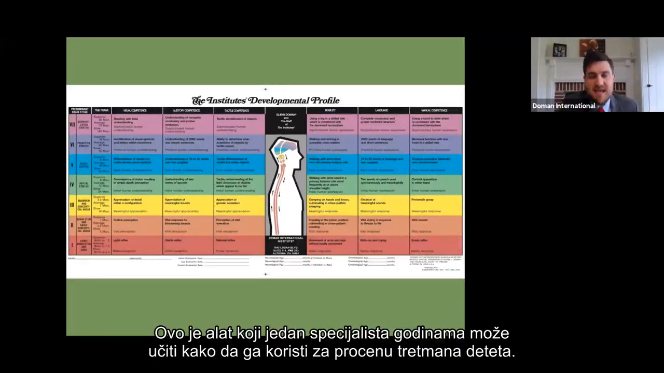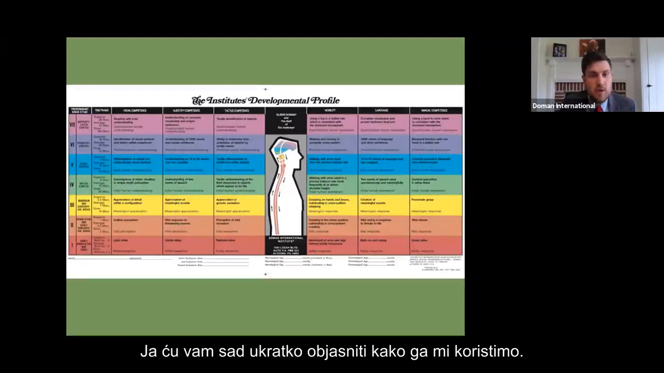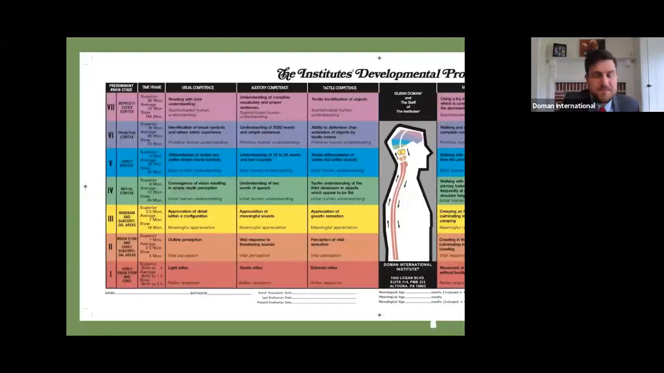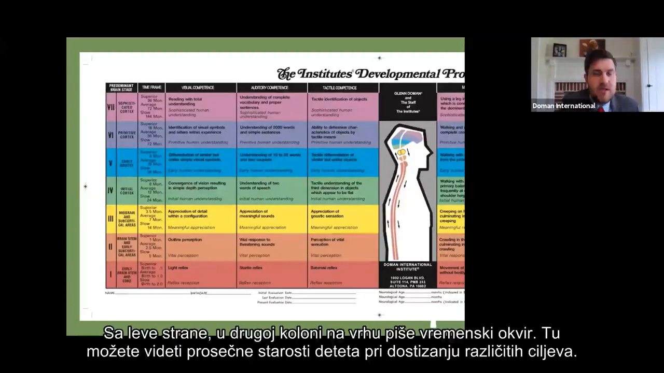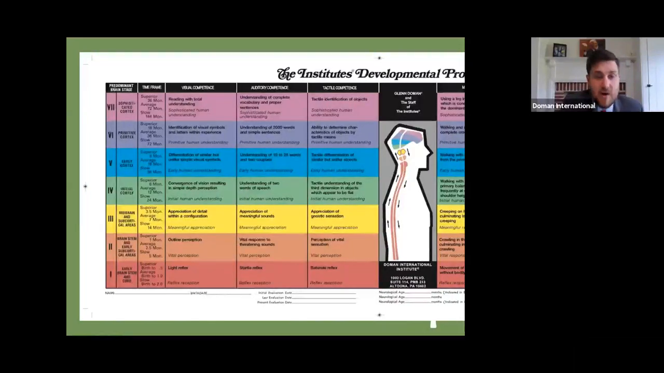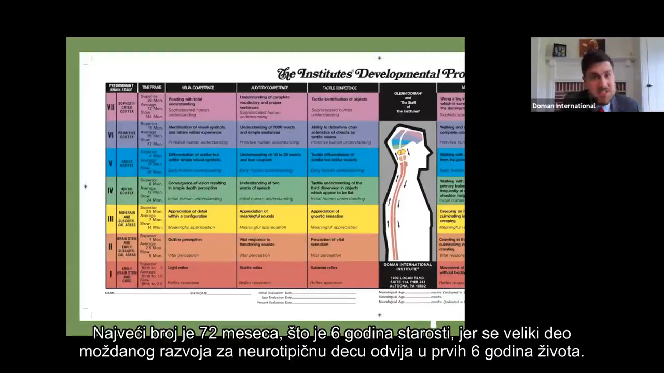Now, this is a tool that can take years for a professional to learn how to use to evaluate a child's treatment. So I'm going to just very quickly here explain to you how we would use this. Here on the left-hand side, you can see in the second column, it says time frame at the very top. So there you can see the average ages that a child achieves different milestones. The very highest being 72 months, which is 6 years of age, because the majority of substantial brain development for neurotypical children happens within the first 6 years of life.